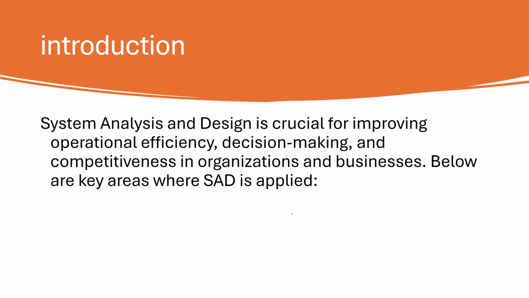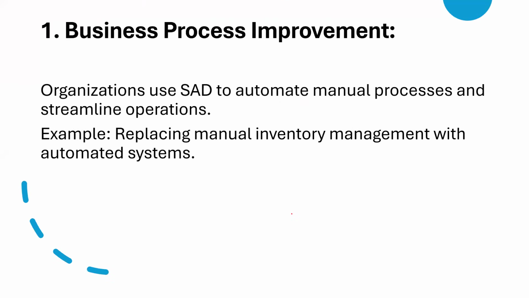System analysis and design is crucial for improving operational efficiency, decision-making, and competitiveness in organizations and businesses. And below are some of the key areas where system analysis and design are applied. The number one area is business process improvement. Okay, so organizations use system analysis and design to automate manual processes and streamline operations. An example is replacing a manual inventory with an automated system.